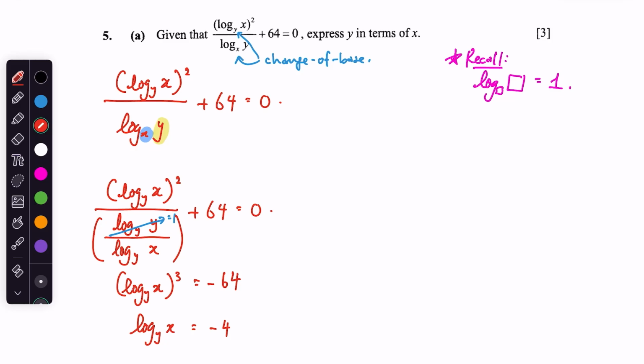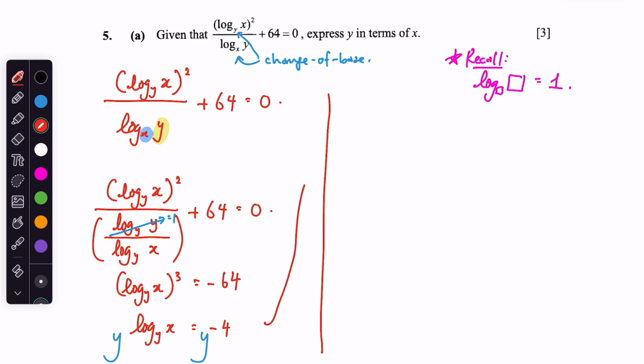So we get this, and I want y in terms of x. So I want to take out the y from the base here. What I'm gonna do is I'm gonna exponentiate using a y. So y to the power of left and right hand side. So I'm gonna split into two columns. I'm gonna do it here.